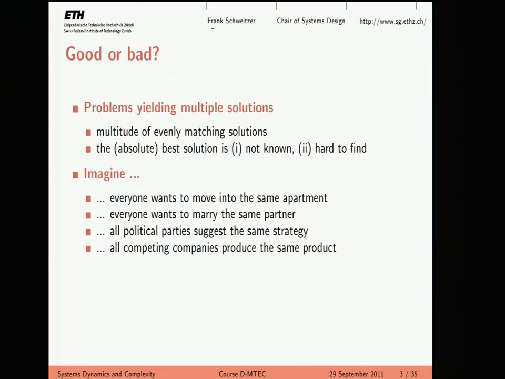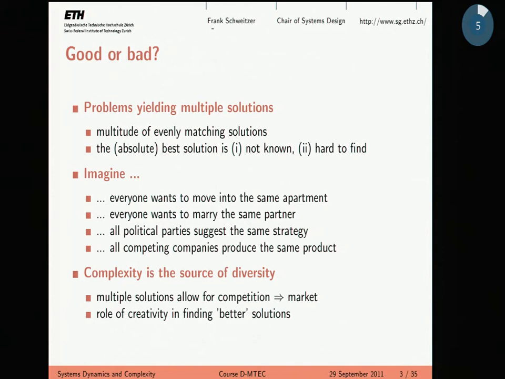And in essence, this kind of undefinedness of the solution space, complexity, leads to diversity. Diversity in products, diversity in political strategies, diversity in people's opinions. And ultimately, I think diversity leads to progress. Because without diversity, without multiple products, for example, you wouldn't be able to have a market where people compete. So the invisible hand wouldn't work. And we wouldn't be able to be creative.